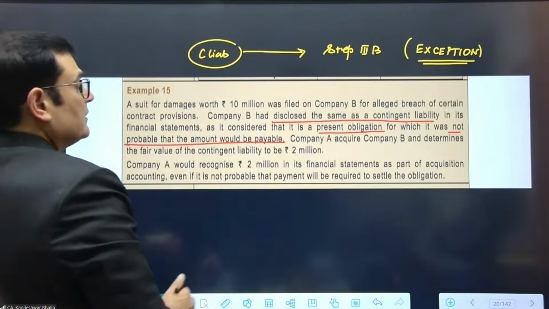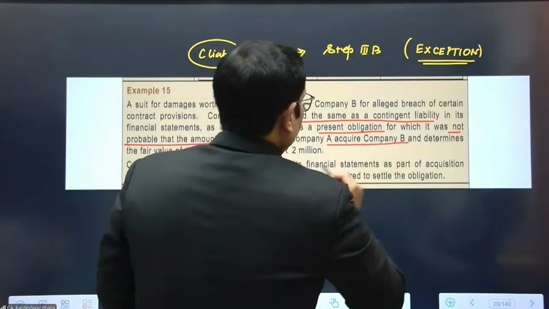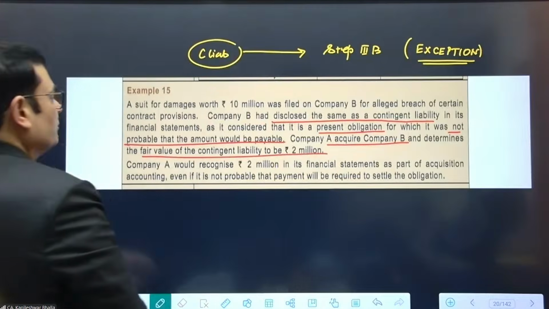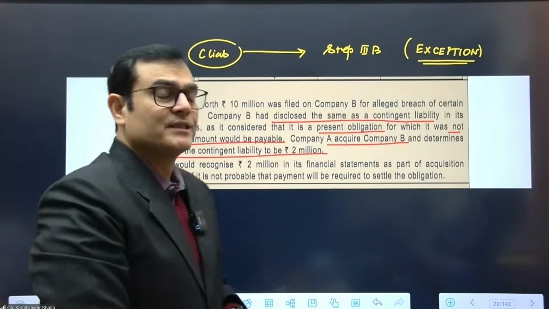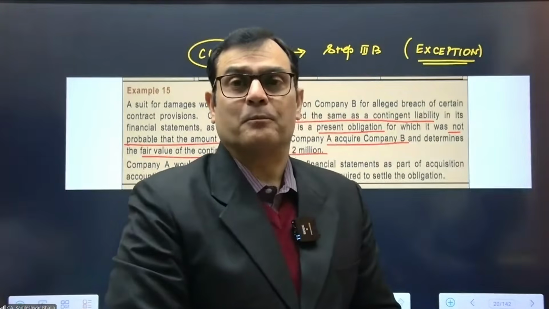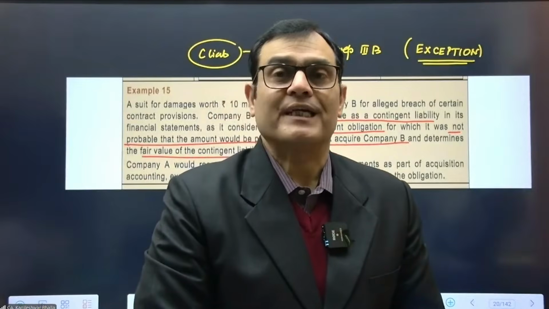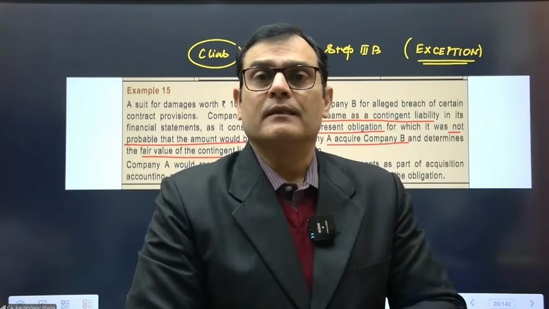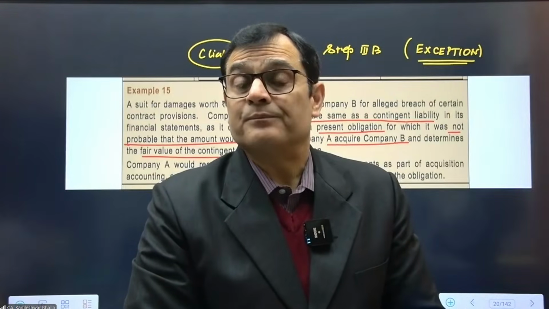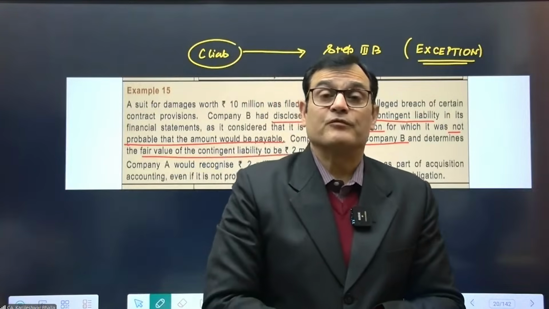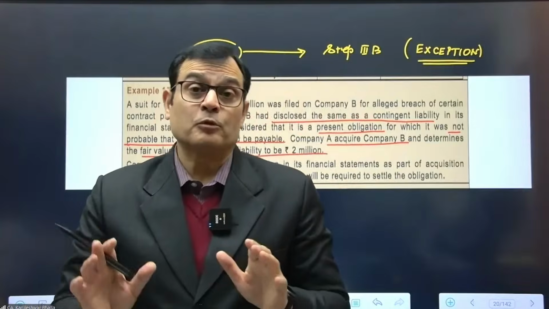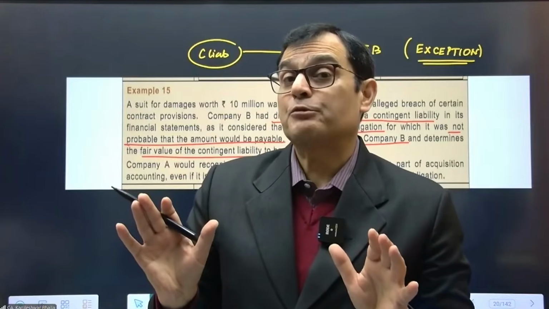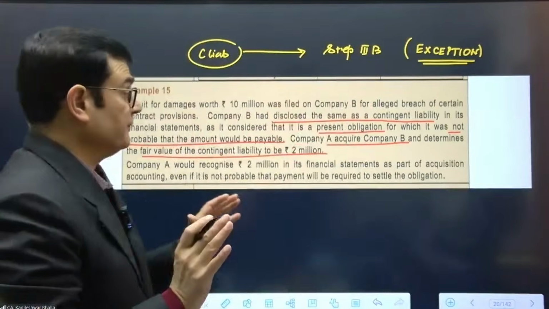Correct. So company A acquired company B and determines the fair value of this contingent liability to be 2 million. So will this appear in the books of A as a part of the acquisition entry? Of course, yes. It's not in the books of accounts of B because of Ind AS 37. But A would apply the concept of Ind AS 103 and simply put a question: can the fair value be determined? If yes, it's going to be captured as a part of the acquisition entry.